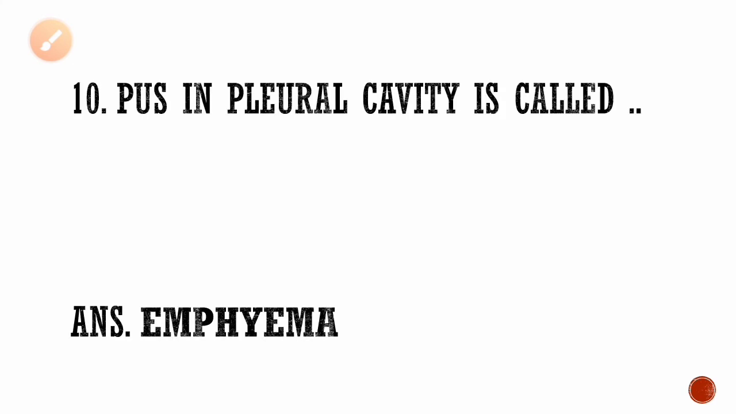The last question, pus in pleural cavity is also called empyema. You know pus and water or fluid make a difference. If there is pus in the pleural cavity, then it is called empyema.